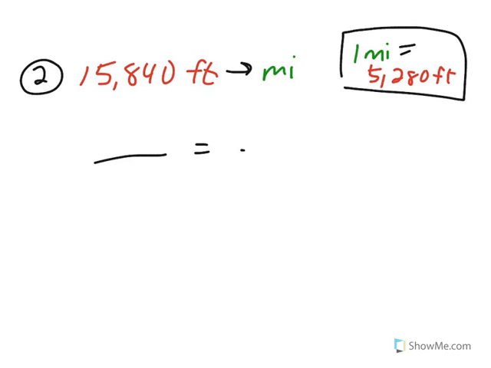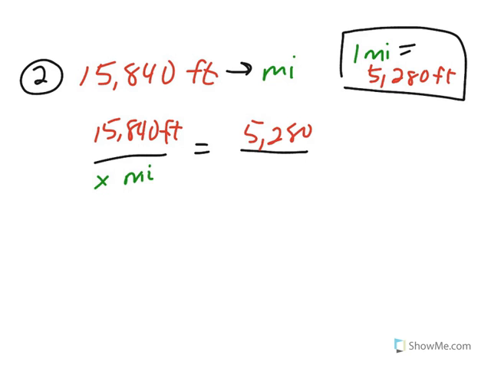So I like to start with the information in the problem on the left side of the proportion. So the information in the problem is that 15,840 feet needs to be converted to x miles. The conversion factor would go on the right, and the conversion factor is that 5,280 feet is equivalent to 1 mile. Your proportion is now set up.